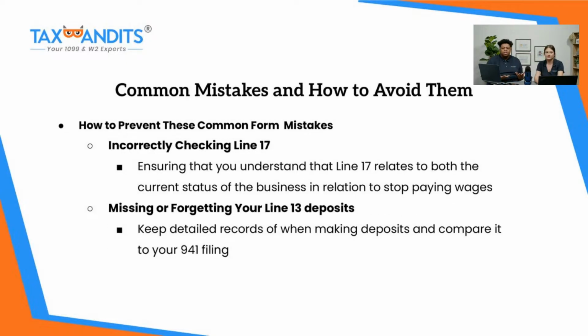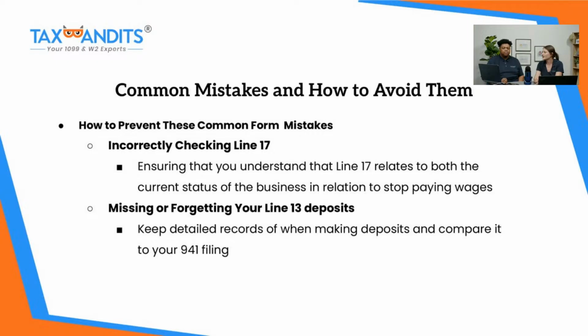Here are some additional tips. We touched on these common mistakes and how to avoid them, but just to make sure: incorrectly checking line 17, make sure that you understand that line 17 is considering the current status of your business in relation to whether you stop paying wages to your employees. And typically when you're checking line 17, you will have to declare who will be keeping the final records. So once you select that box, it'll initiate the record keeping, who will hold the records for that.